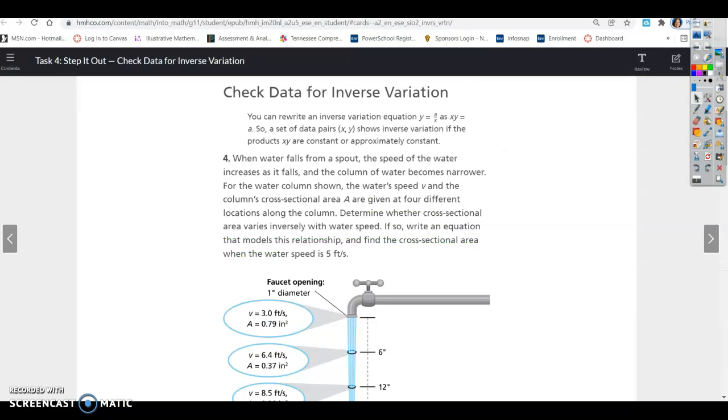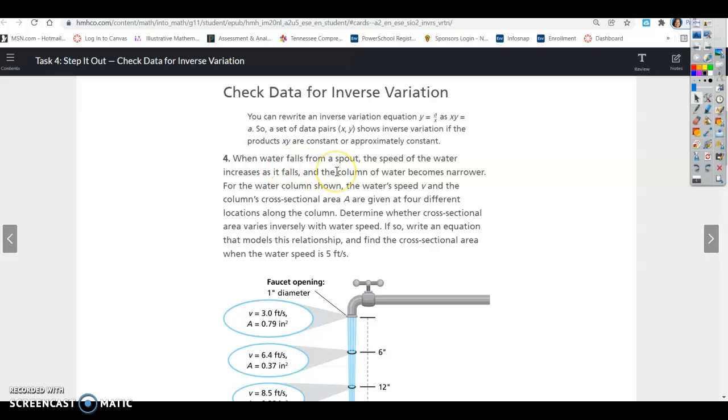11.1, Task 4. Check data for inverse variation. You can rewrite an inverse variation equation, y equals a over x, as x times y equals a. So a set of data pairs x and y shows inverse variation if the products x times y are constant or approximately constant. Okay? All right, number 4.